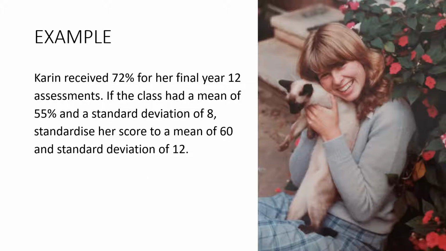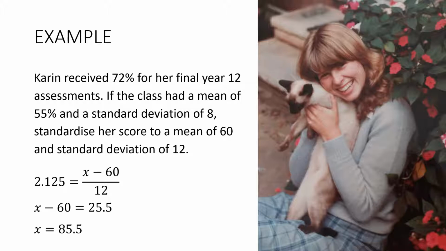Now we've got to undo that z-score. So the 2.125 is going to go in here. Here's the new score, the standardized score, mean of 60, standard deviation of 12. It's just solving an equation, isn't it? X take 60 equals 25.5. So the new standardized score is 85.5.